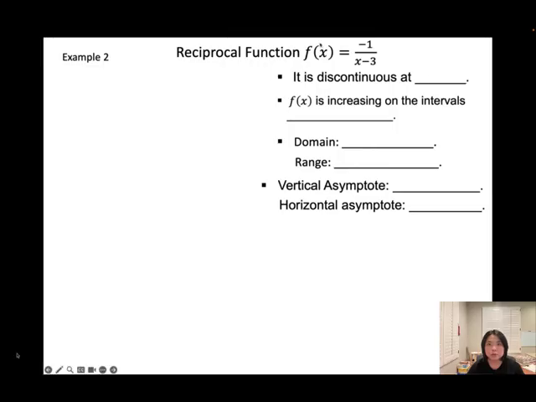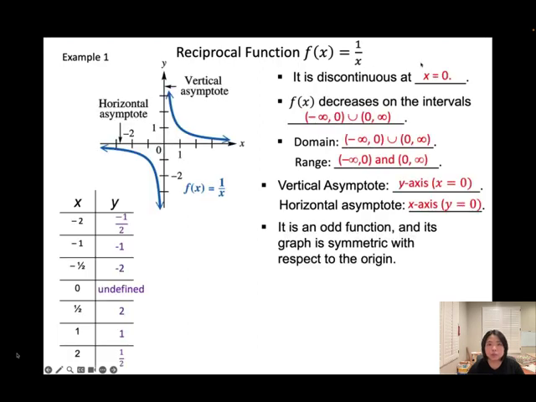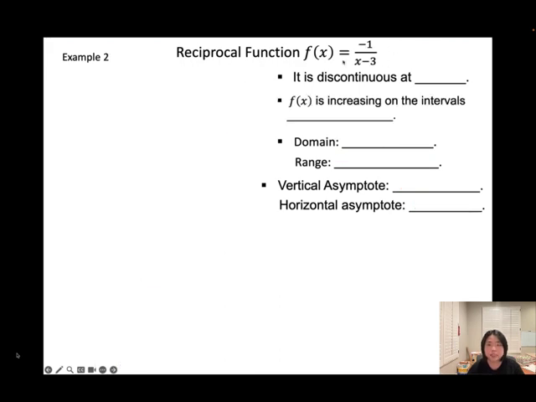Okay, example 2, we have this function. f of x is negative 1 over x minus 3. Since we already graphed f of x equals 1 over x, you could consider this the parent graph. And then we can use transformations to graph this one.